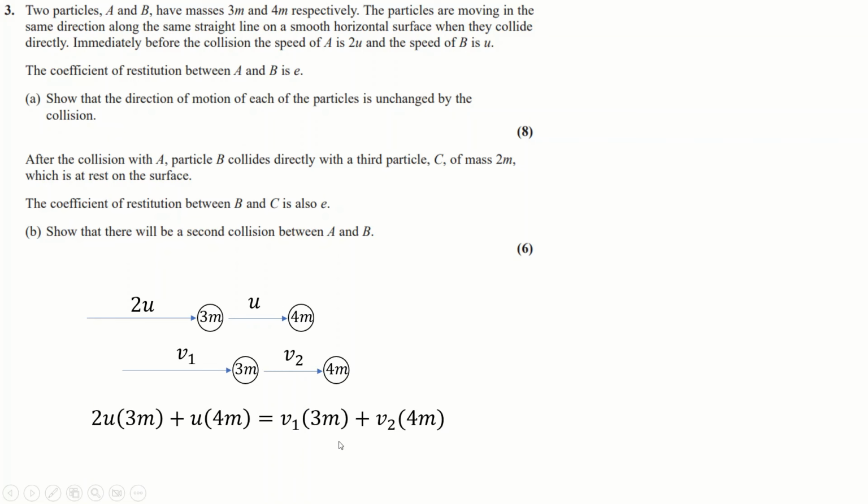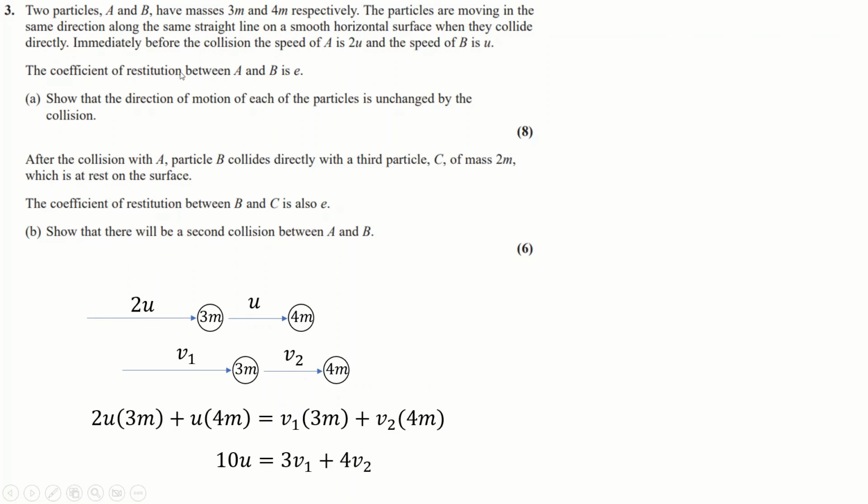Let's do the balance of momentum first. So mass times velocity plus mass times velocity is equal to mass times velocity plus mass times velocity in the second situation. So we get this. So that's one simultaneous equation, which is very useful to us. I've just cancelled all the m's, obviously.